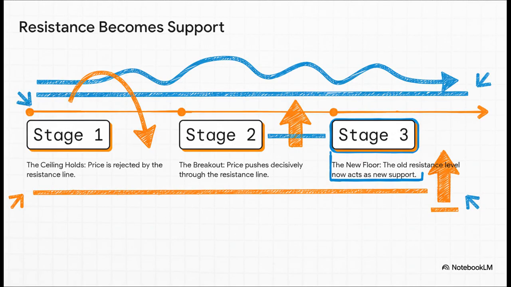So here's how that whole role reversal plays out. Stage 1, the ceiling does its job, pushes the price back down. Stage 2, the buyers finally gather enough strength and they break through. But stage 3, now this is the critical part. Very often, the price will come back down to retest that old ceiling, which now acts as a new floor, before taking off again. This is such a classic pattern, you have to watch for it.